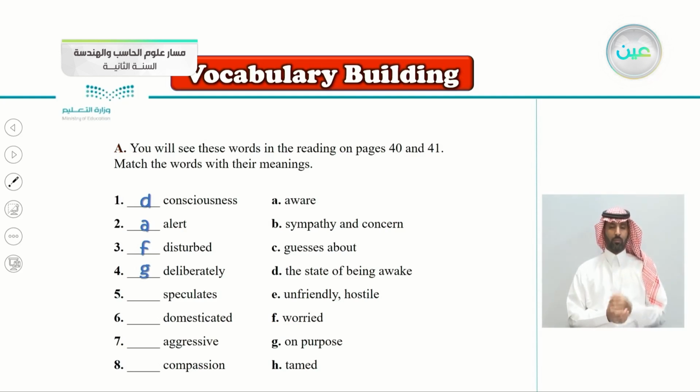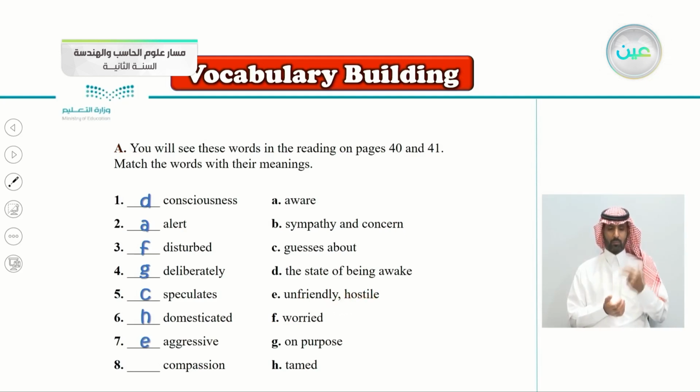Number five, speculates. Speculates goes with the letter C. Very good. To guess about something. Speculates, guesses about. Domesticated, number six, goes with the letter H: tamed. Domesticated, to be tamed. Number seven, aggressive. I think you know the meaning of this word. Aggressive goes with the letter E: unfriendly or hostile.